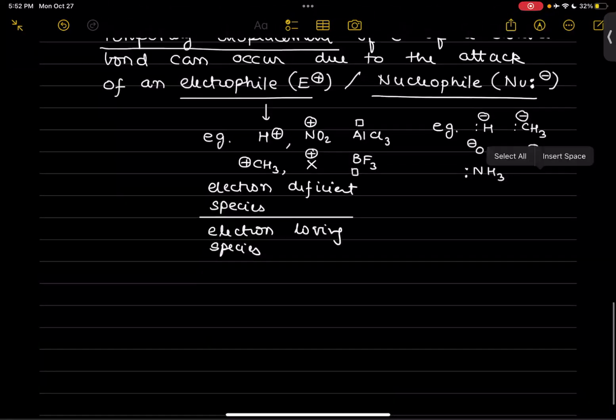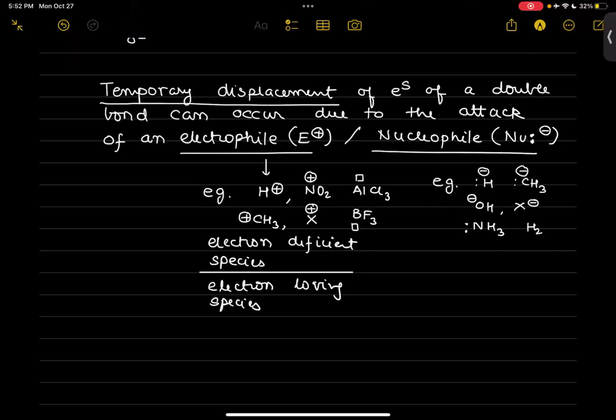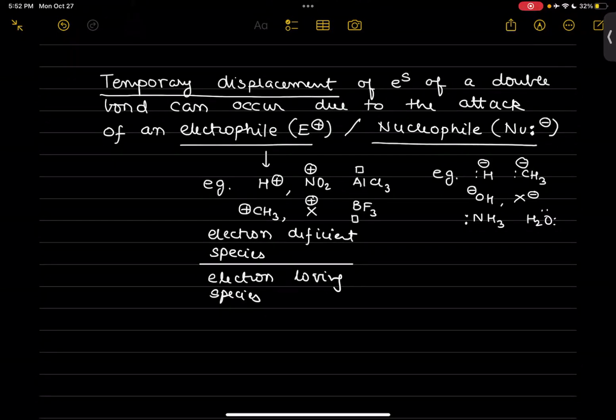Water is also a nucleophile. But between OH minus and water, which is the stronger nucleophile? The OH minus, the negatively charged one, is going to be the stronger nucleophile. Why is the negative charge stronger? Because it is more reactive. It can give its electron more easily, right?